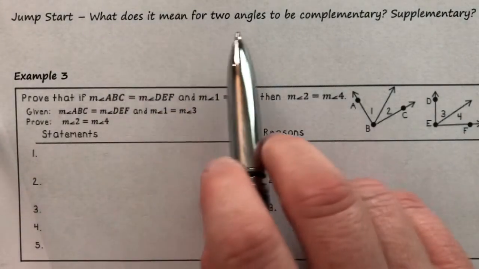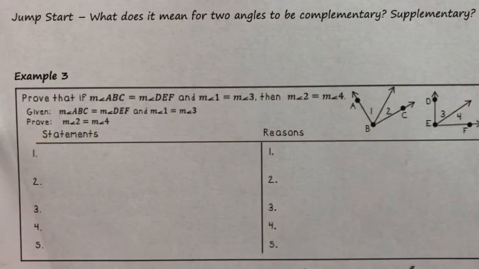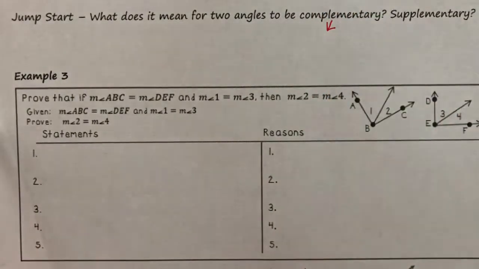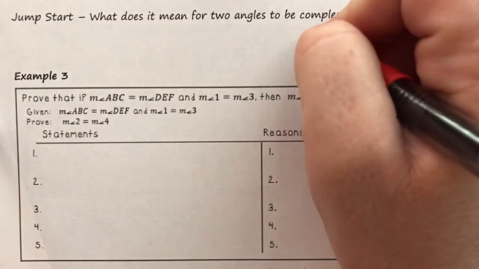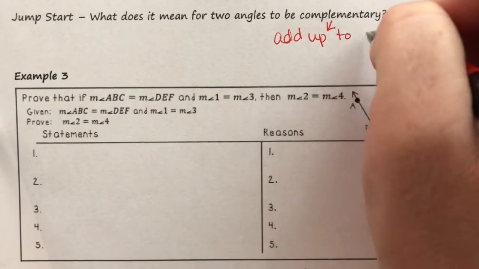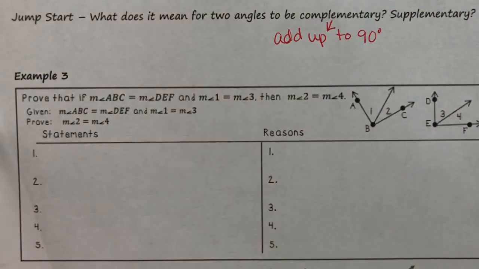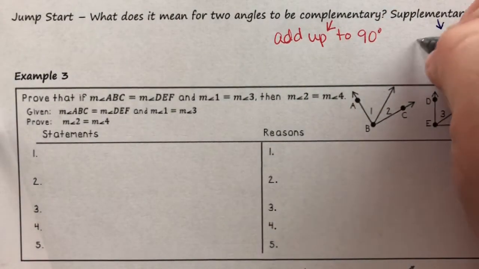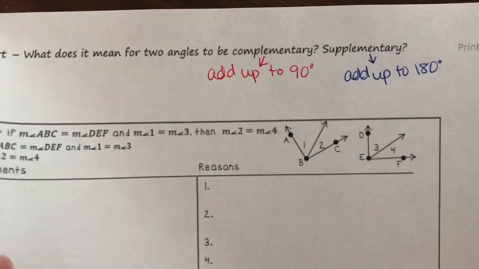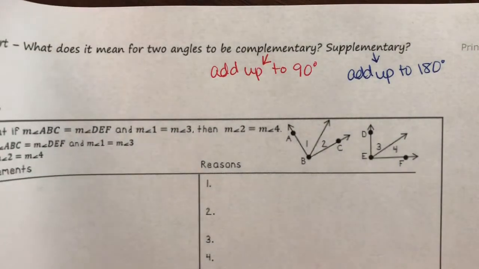All right, what does it mean for two angles to be complementary? And what does it mean for two angles to be supplementary? I'm not gonna write out sentences. I'm just gonna point and say complementary angles add up to 90, and supplementary angles add up to 180. Complementary angles make a 90-degree right angle. Supplementary angles make a straight line.